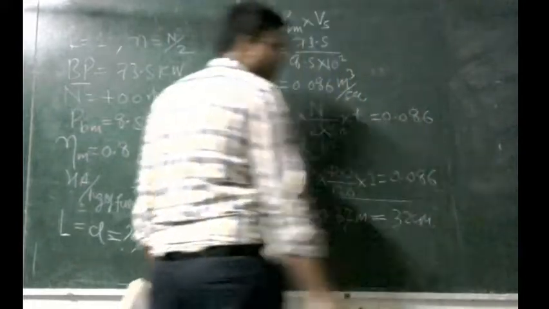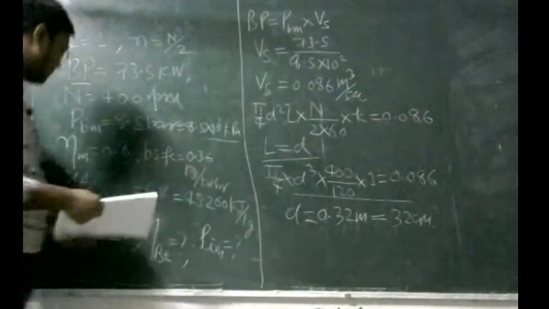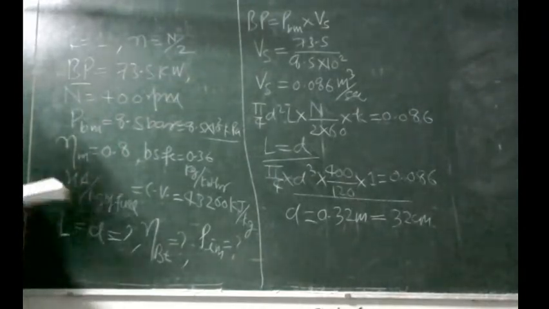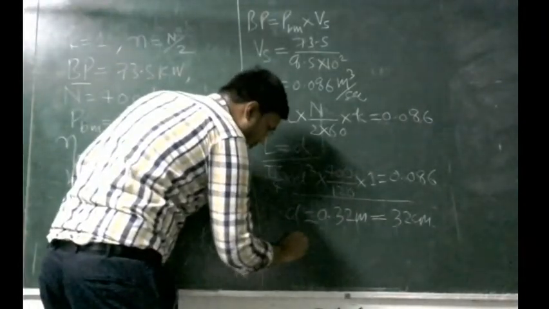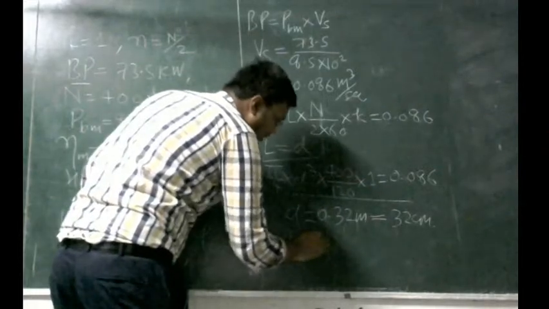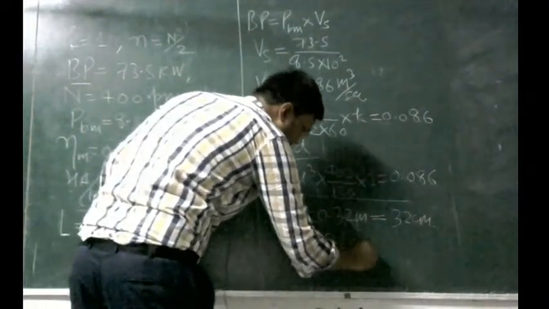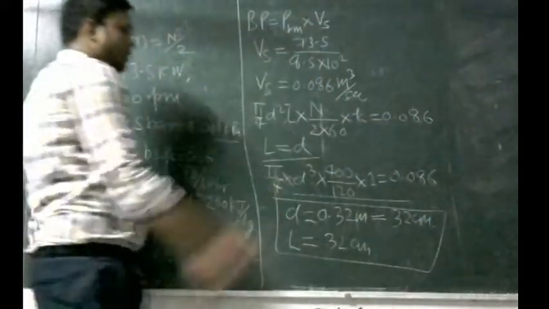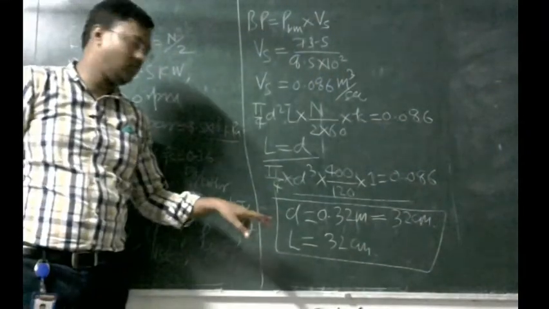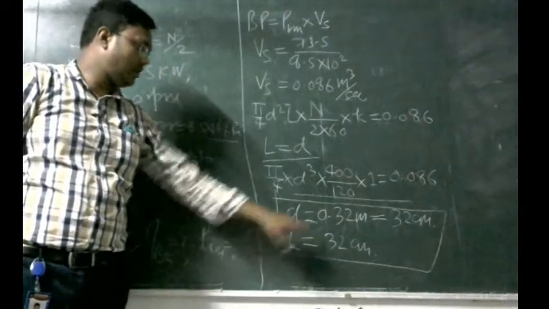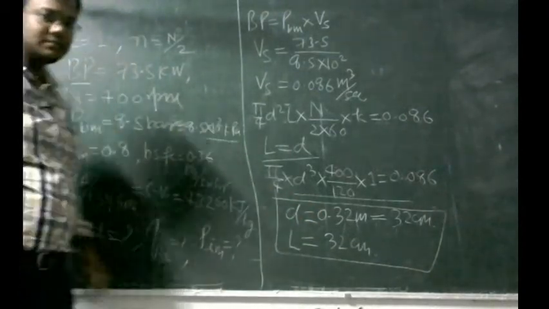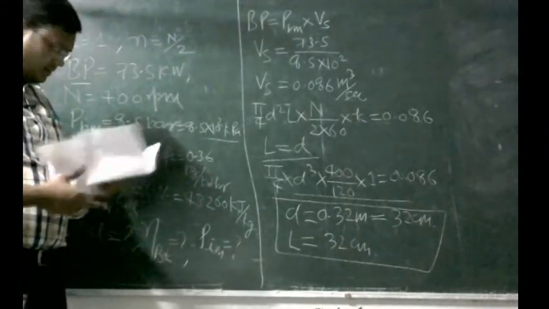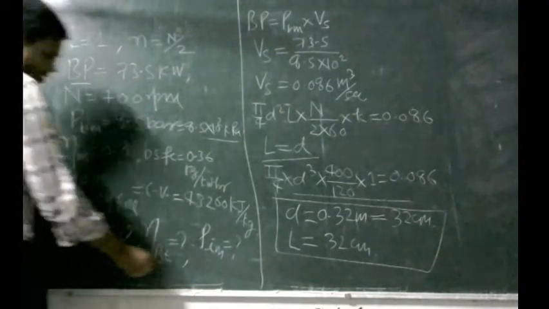Okay. And it is given in the question that D is equal to L, meaning cylinder diameter is equal to stroke length. So we can write here that stroke length L is also equal to 32 centimeter. So we got the first answer: cylinder diameter D is equal to 32 centimeter and L is equal to 32 centimeter. Okay. Now, what is the next part the question is asking? The next part is brake thermal efficiency.